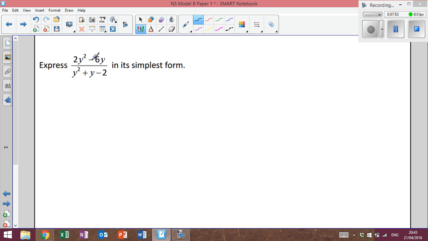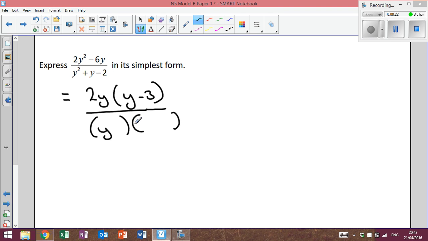Okay, question six. We're looking at simplifying algebraic fractions. Now, to simplify algebraic fractions, we know that we need to have both the numerator and denominator factorized. So, looking at the top line, there's a common factor of 2y, and then in brackets is going to be y minus 3. Okay, so there's your numerator. Your denominator is a trinomial. Because that's a negative 2, it's going to be plus minus. This has got to be 2 and 1, and then the 2 minus 1 gives me.